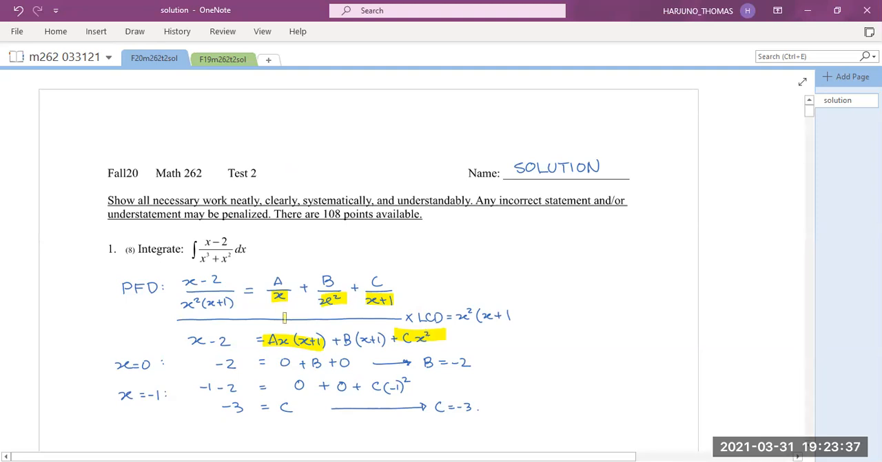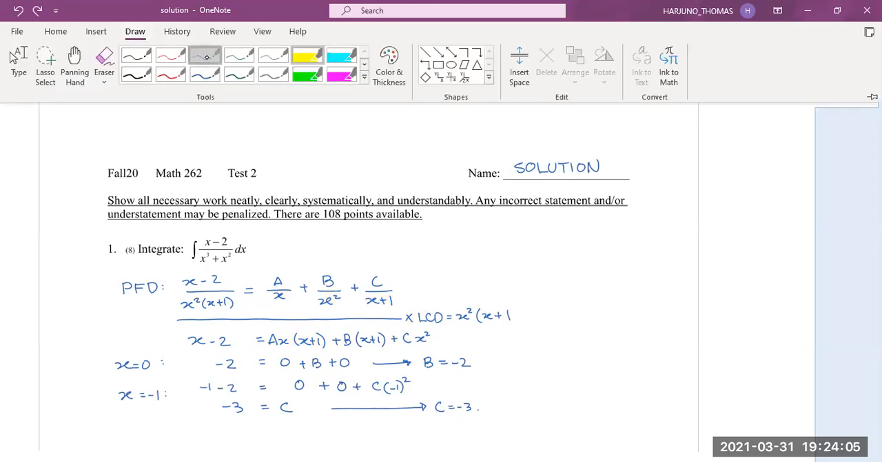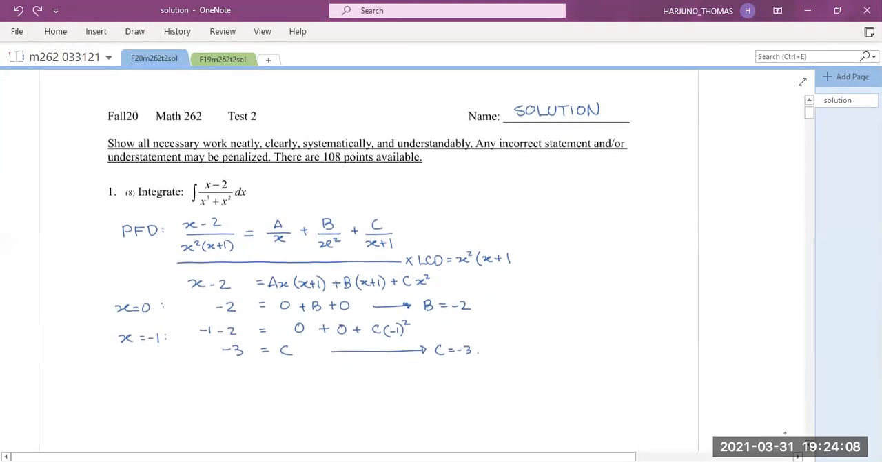When you think about it, if I set x equals 0, this guy disappears, and I get something in terms of b only. If I set x equals negative 1, then this guy will be 0, and this guy will be 0, and I have something in terms of c only. Now, we have only 2 special numbers here. So for the third number, I can still choose any number. I can choose x equals 1 if I like, to find a.